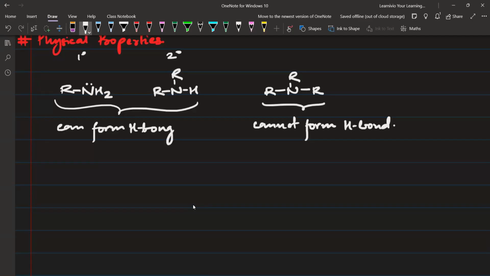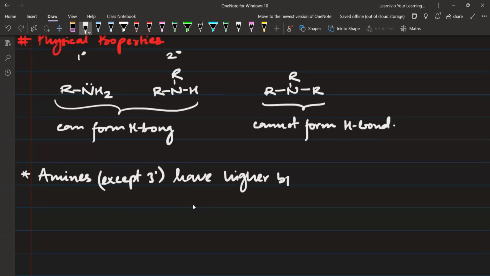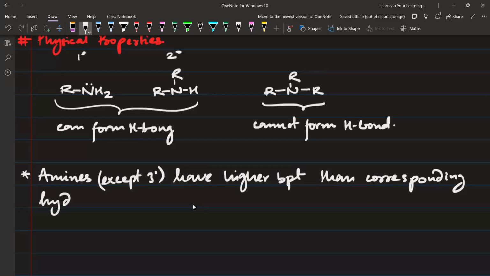ठीक है, तो साथ साथ लिखिएगा मेरे amines except 3-degree है ना, have higher boiling point than corresponding hydrocarbons. And polar molecules.